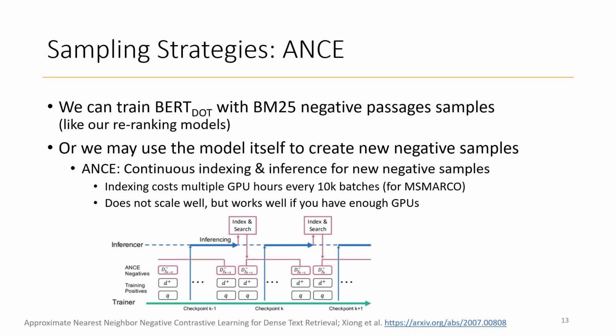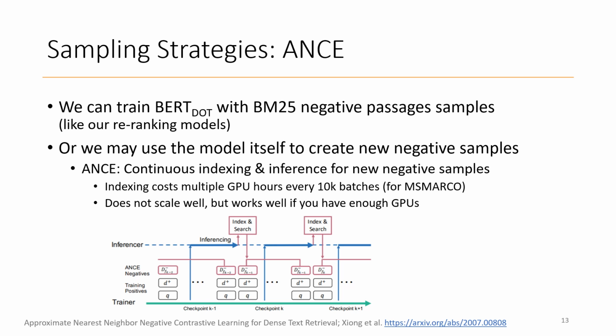Then another sampling strategy that uses the indexing capabilities of the model is the so-called ANCE approach, which stands for Approximate Nearest Neighbor Negative Contrastive Learning. And typically we would train BERTDOT with BM25 negative passages. But those negative passages are not actually representative of how the model sees negative passages. So ANCE uses the model itself to create new negative samples.